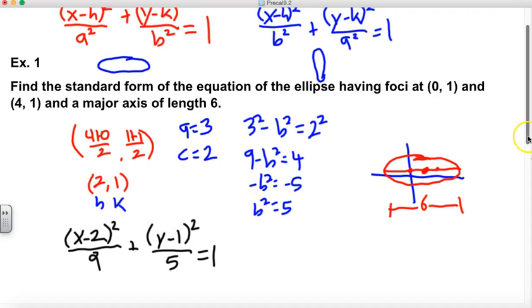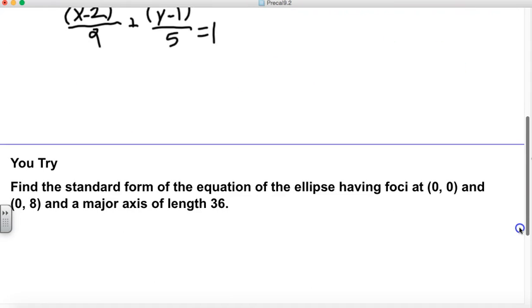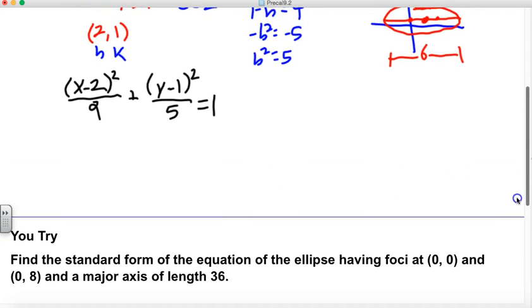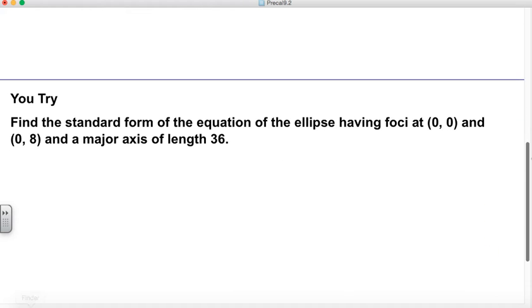Okay, so you guys try the one at the bottom. Make sure you pay attention to what information you're given and figure out A, B, C, and figure out H and K, and then you can write your equation.